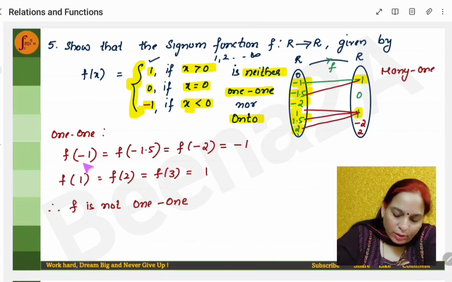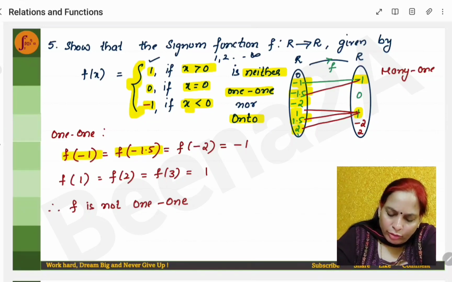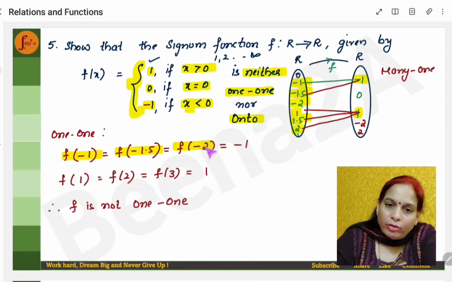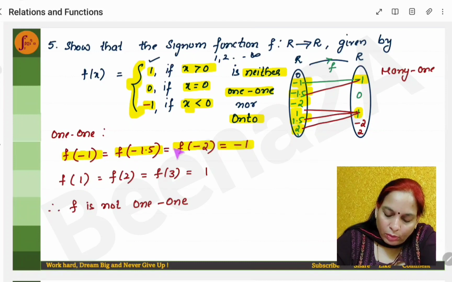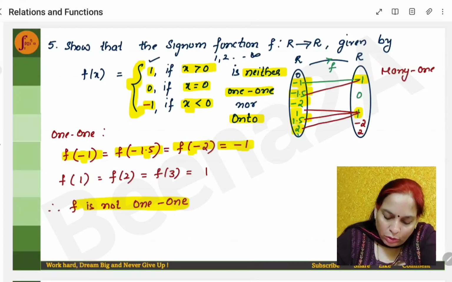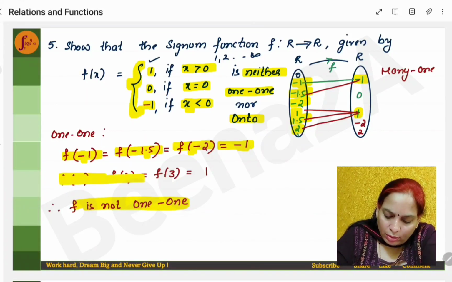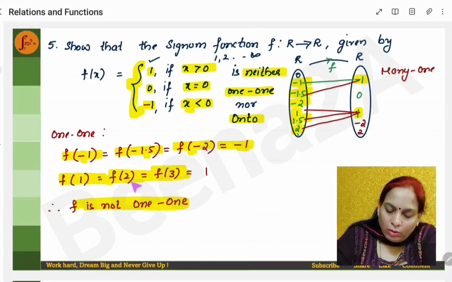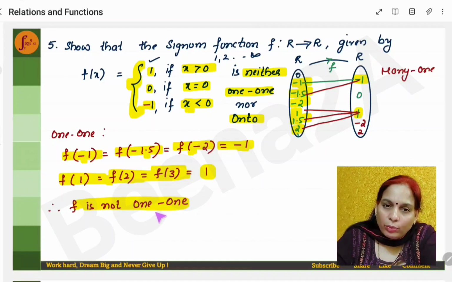So you can say here f of minus 1 is equal to f of minus 1.5 is equal to f of minus 2 is equal to minus 1. So all these x values, minus 1, minus 1.5, minus 2, have the same image, which is minus 1. Therefore, function is not 1, 1. Also you can say f of 1 or f of 2 or f of 3, all these values of x which is 1, 2, 3 give you the same image which is 1. Therefore, it's not 1 to 1.